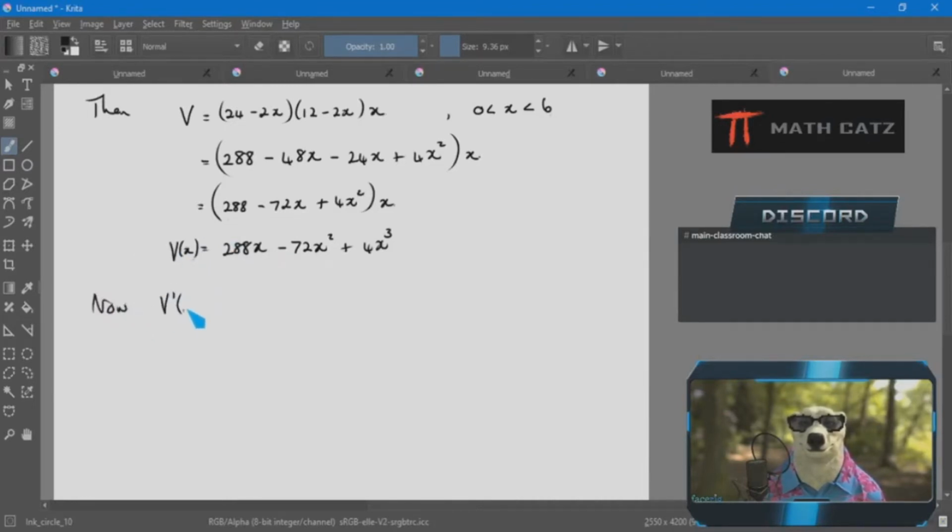Now, the derivative is quite straightforward. 288 minus 72 times 2 will be 144. And then the x, and then power rule and other main properties will give me 12x squared. So the derivative is a quadratic function, polynomial, so I don't have to worry about where it is undefined. In the cases where I know my function doesn't have any x values where it's undefined, I'm not going to write that every single time.